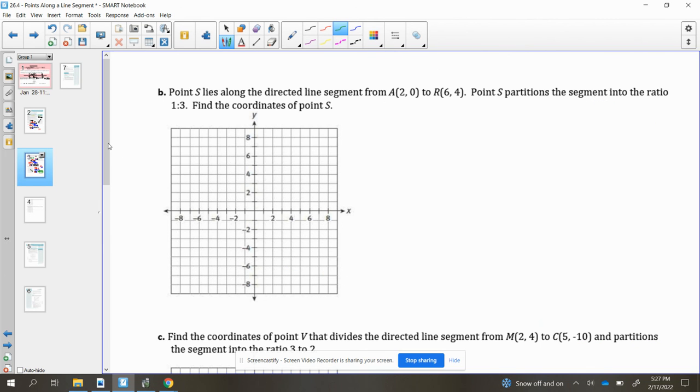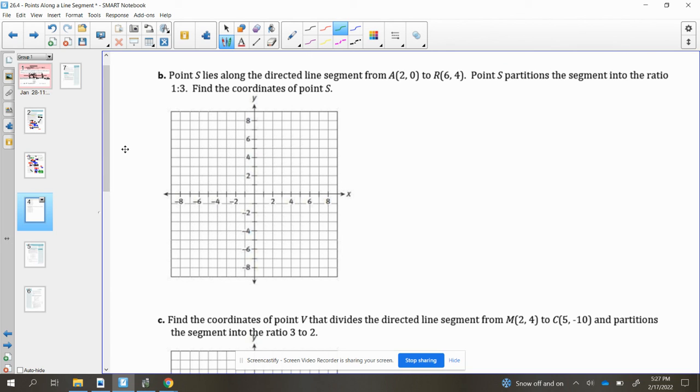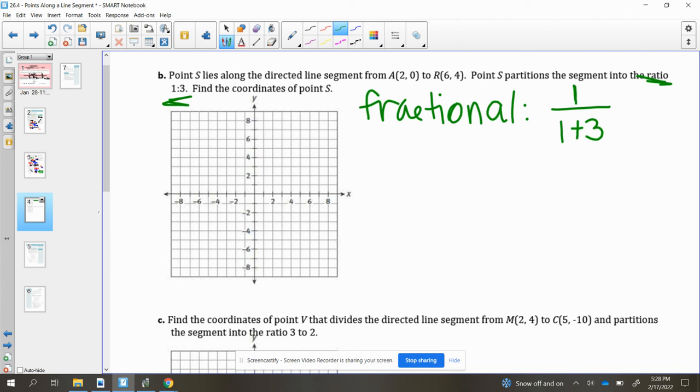All right, the last page has 2 more for you to try, okay? Both of these are dealing with ratios. So a reminder with the ratio, to get your fractional distance on each of these, the top piece of the fraction is going to be the first number listed. The denominator of your fraction is both pieces added together.